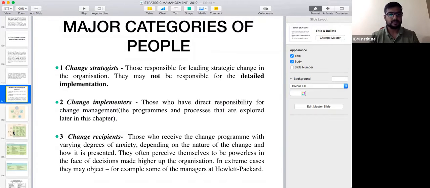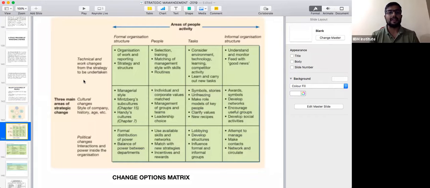Now, the next slide we're talking about is the change option matrices. Change option matrices basically talk about the areas of people, first of all, and the areas of strategic change. As you can see on this slide, we are discussing areas of strategic change. It may be based on technical changes, cultural changes, or political changes as well.